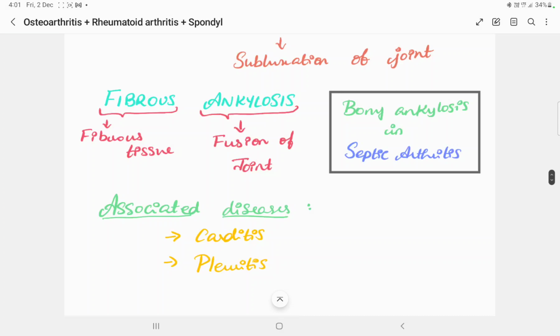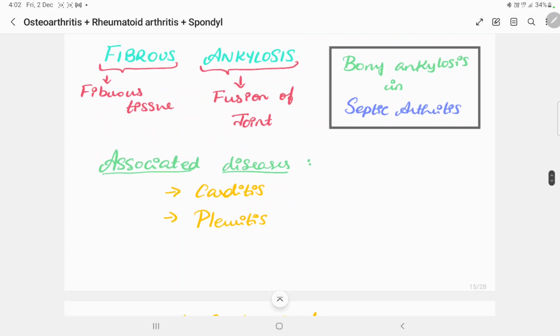Another important term that we come across in rheumatoid arthritis is fibrous ankylosis. Basically, ankylosis means fusion of the joint. So there's fibrous tissue and fusion of the joint in rheumatoid arthritis. Again, this differentiates rheumatoid arthritis from septic arthritis. Septic arthritis also has ankylosis, but this is bony ankylosis, whereas in rheumatoid arthritis it is fibrous ankylosis.